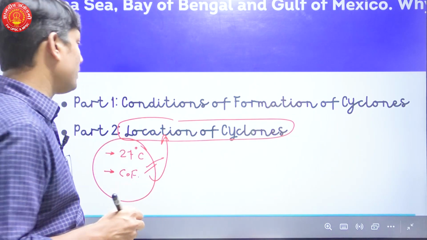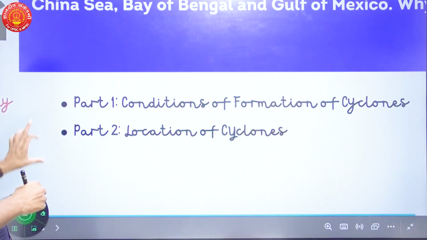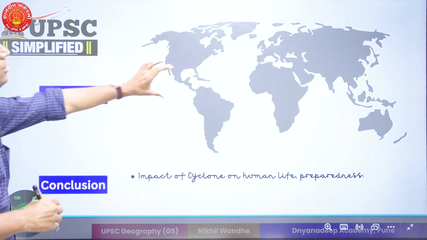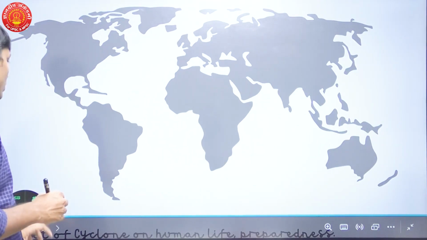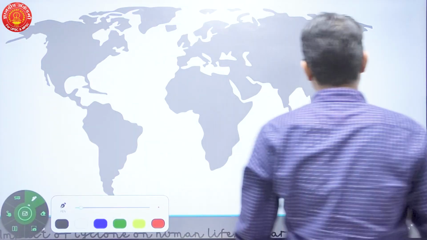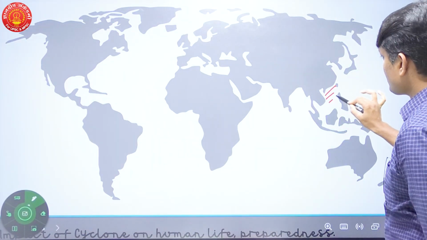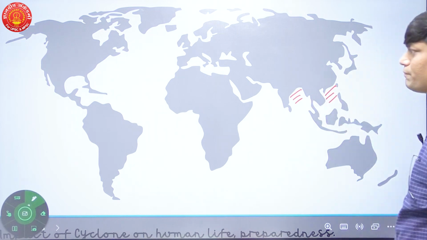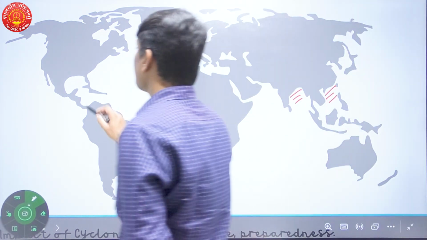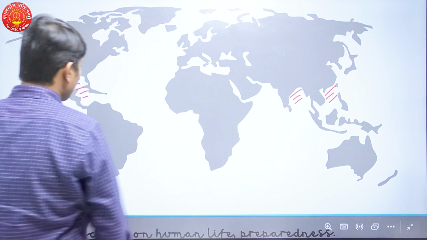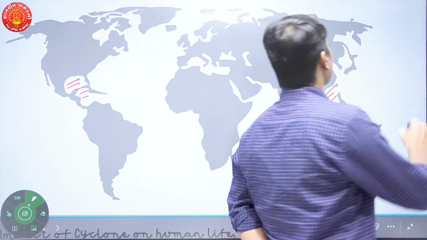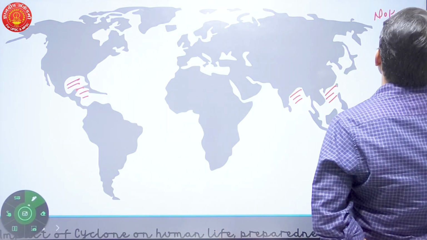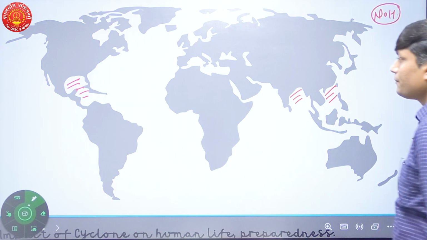Now in this part, when it comes to location, I will say tropical cyclones. I'll also draw one map. I'll say that tropical cyclones are largely located in the South China Sea, Bay of Bengal and Gulf of Mexico. Now do you find any parallel? The first parallel I am finding here is that all are located in the northern hemisphere. Fine.